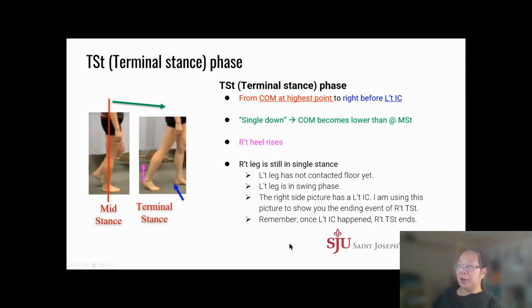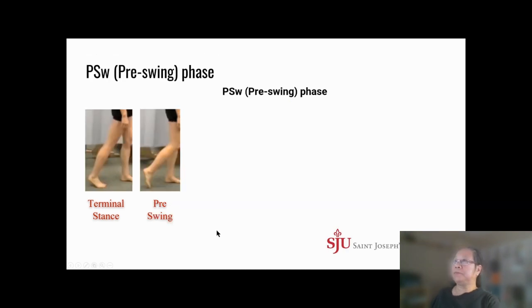So in the picture I gave you, this one will not be terminal stance, right? This leg is in the air. Once the left side contacts the ground, terminal stance ends, and the right leg will be leaving the ground. So right will be toe off, then we go into the pre-swing phase. So from contact until the toe is off.